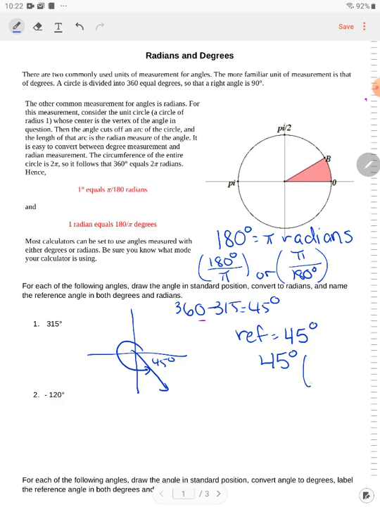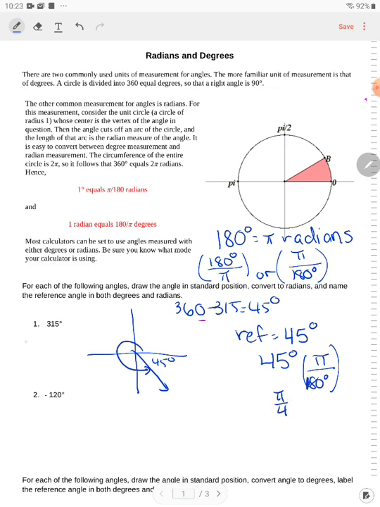So we have 45 degrees. We're going to use the ratio pi, because you want radians, over 180 degrees. So if we take 45 divided by 180, we get 0.25. We want a fraction, so that's 1/4. So your answer is pi over 4 radians. And we just don't write radians.